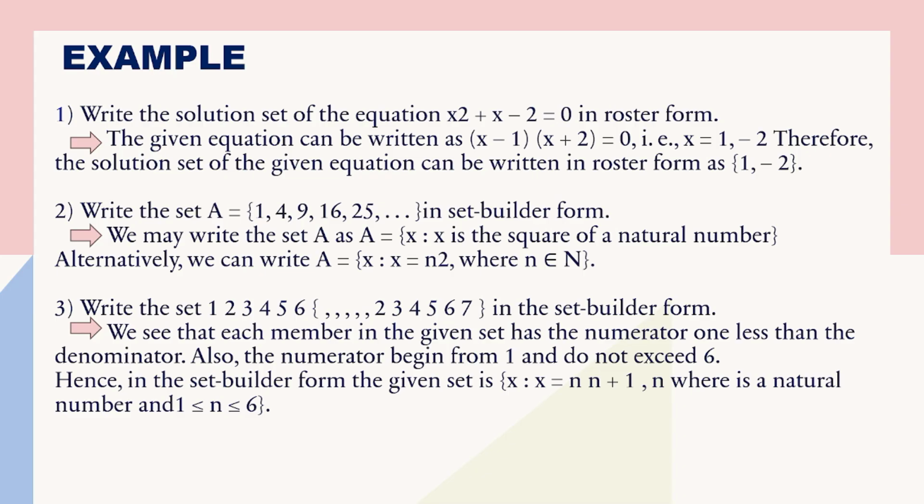Write the set {1/2, 2/3, 3/4, 4/5, 5/6, 6/7} in set builder form. We see that each member in the given set has a numerator 1 less than the denominator. Also, the numerator starts from 1 and does not exceed 6. We will write {x : x = n/(n plus 1), where n is a natural number and n is greater than or equal to 1 but less than or equal to 6}. This is the form we write in set builder form for this example.